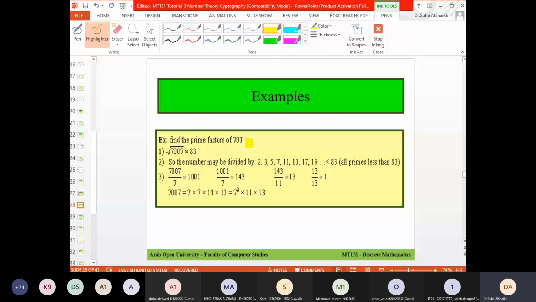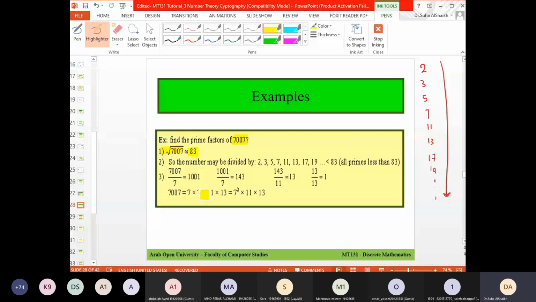Now here we have the 7007 here. The primes that we have are 2, 3, 5, 7, 11, 13, 17, 19, and so on. Those are the primes from the least to the highest. Let's finish this one first. So the first step, I find the root of 7007, it is 83.